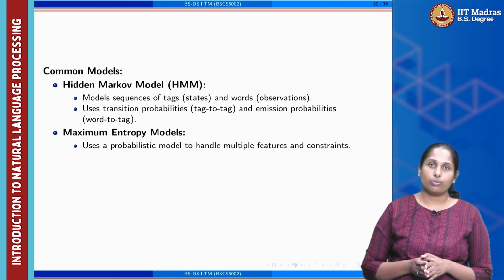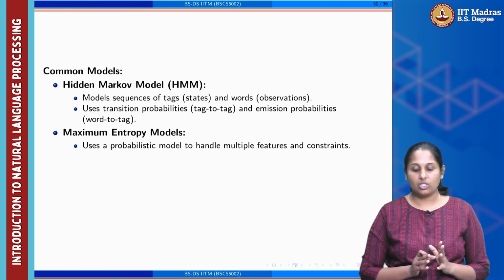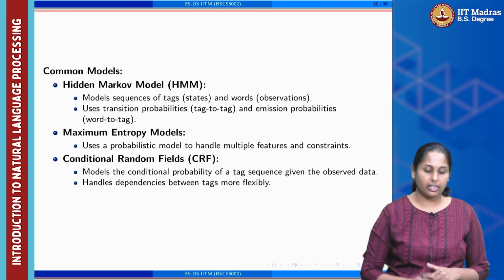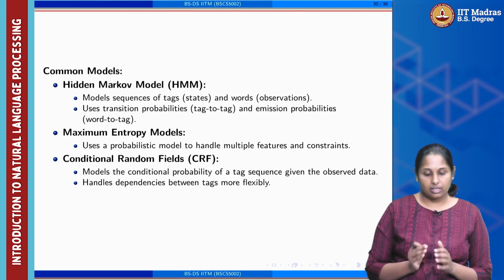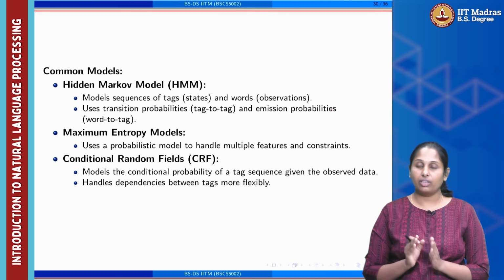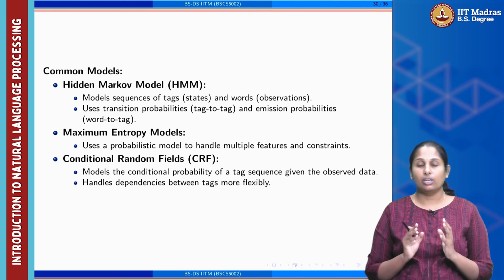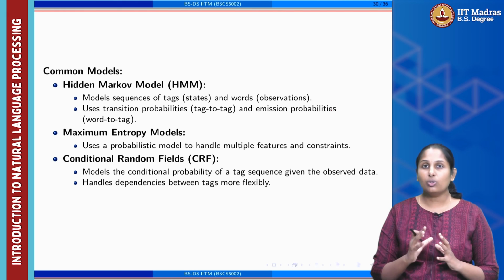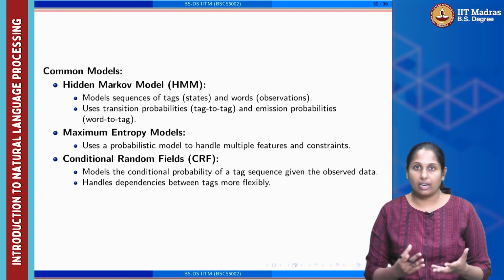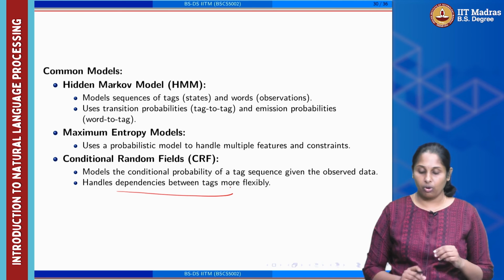The maximum entropy model is another model. It again uses probabilistic features, especially multiple features and constraints. We will see it in the next slide again. Conditional random field, or CRF, is the conditional probability of a tag given the observed data. It is more of a deterministic approach. Given the data set, it tries to create some conditional information and then a generalized understanding. So it handles the dependencies between tags in a more flexible way.